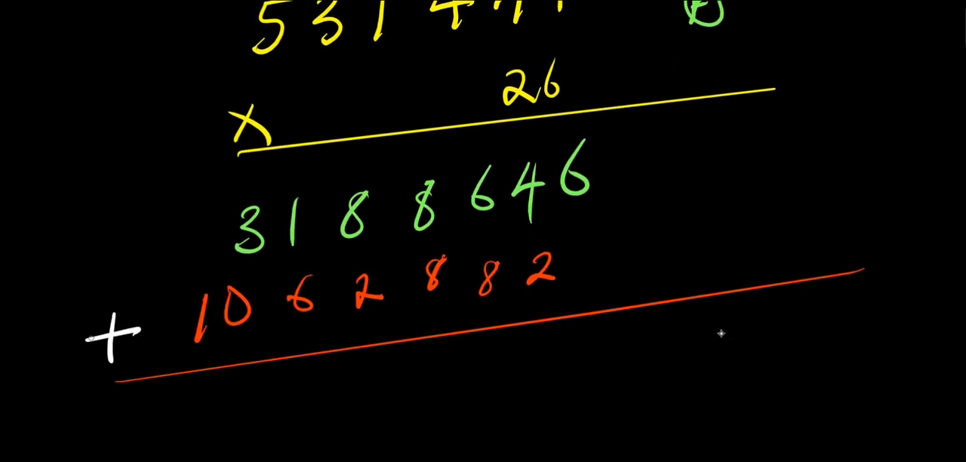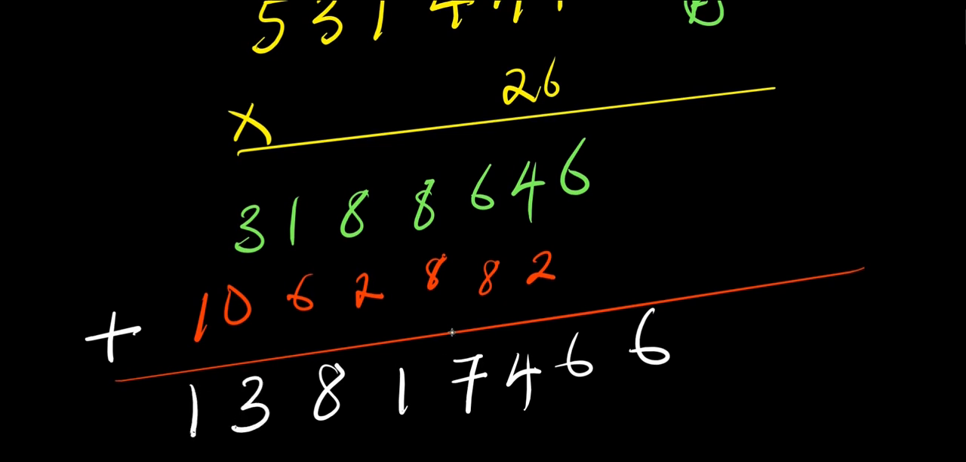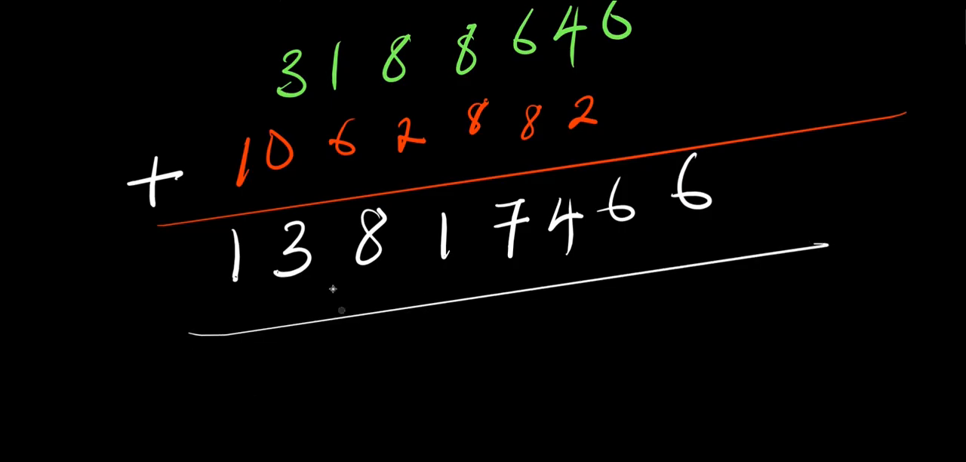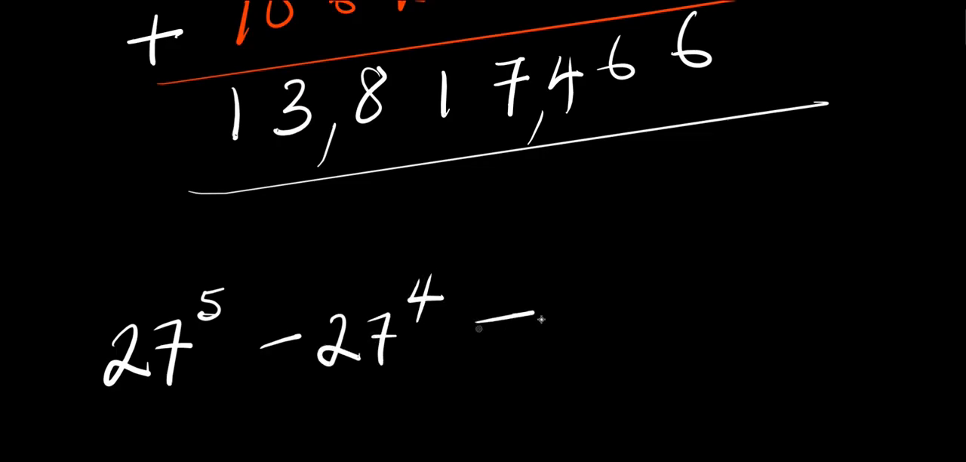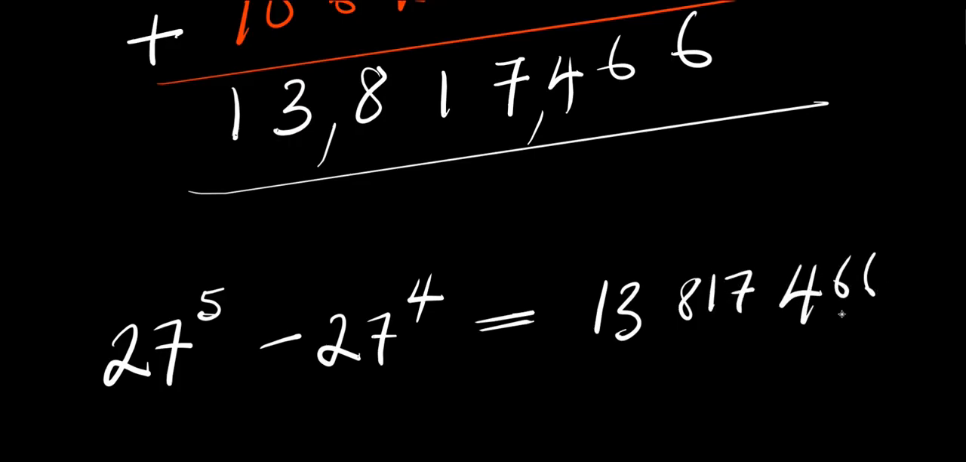We add up. 6, 6, this is 14, 4, that is 9 plus 8, that is 17, 7, 1 here, 11, 1, add 1 here, 2 plus 6, 8, this is 3, this is 1. This is what we are getting: 13,817,466. 27 power 5 minus 27 power 4 equals 13,817,466.